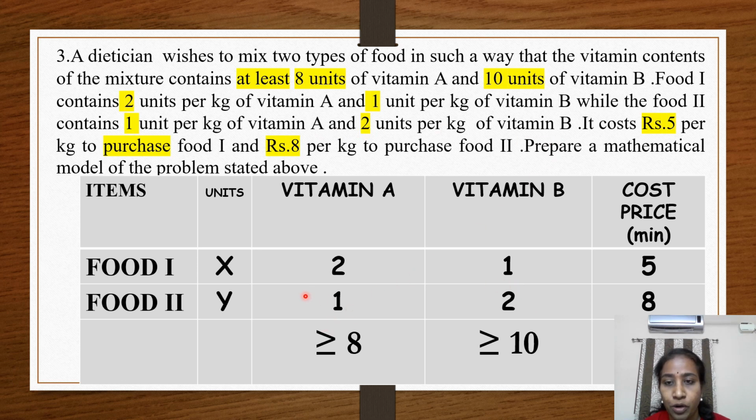And two most important things we have to notice is that the mixture contains at least 8 units of vitamin A. So under vitamin A, I write greater than or equal to 8, because at least 8 means it can be more than that also. So greater than or equal to 8. And then the next one is greater than or equal to 10, because at least 10 units of vitamin B is required. So I've prepared the tabular column now.